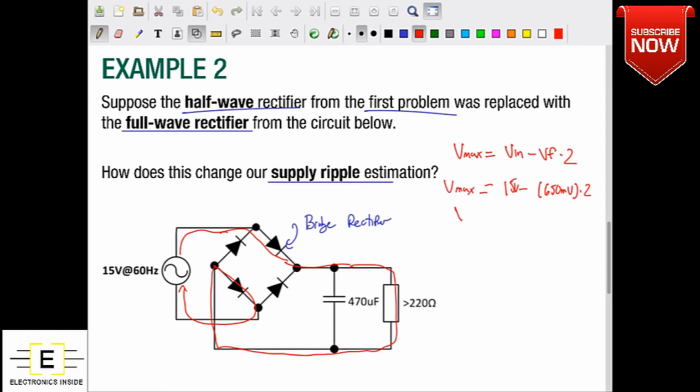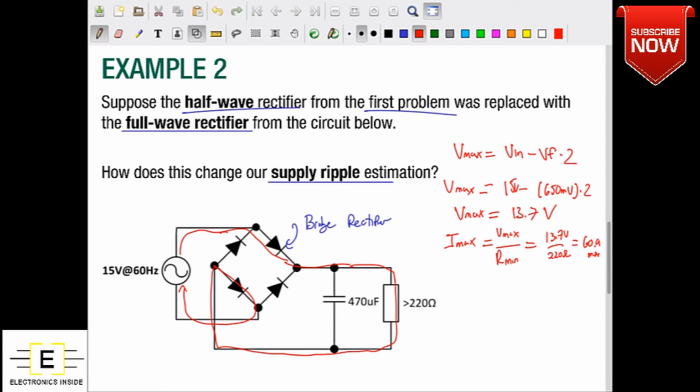And so in our new circuit, our new Vmax is going to be equal to 13.7 volts. And this new Vmax gives us a new Imax, which is equal to the maximum voltage divided by our minimum resistance, as we did in the previous problem, which is equal to 13.7 volts divided by 220 ohms, which gives us 60.9 milliamps of current maximum.